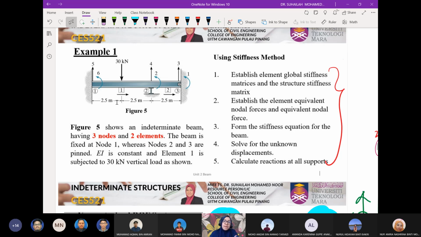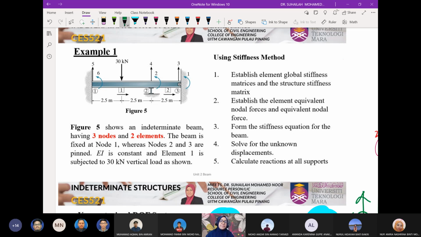Number one, okay, the objective is this: unknown displacement and the reaction. However, before we can get the unknown displacement as well as reaction, we have to follow all these steps. Okay, so what is the step?